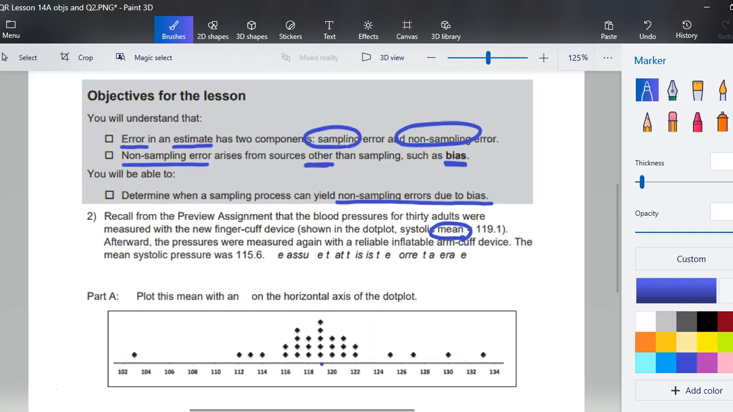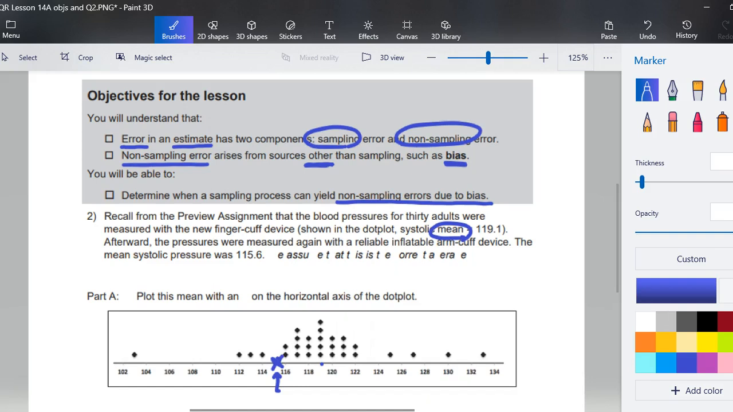Afterward, the pressures were measured again with a reliable inflatable arm cuff device. The mean systolic pressure was 115.6. Whoa, down here. We assume that this one, the one taken with the reliable source, is the correct average. So part A says plot this mean with an X. So right here is the mean taken with the arm cuff.